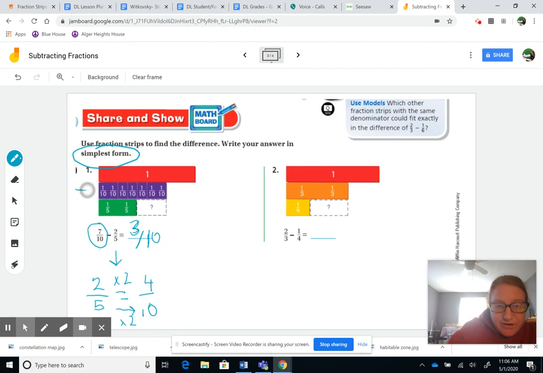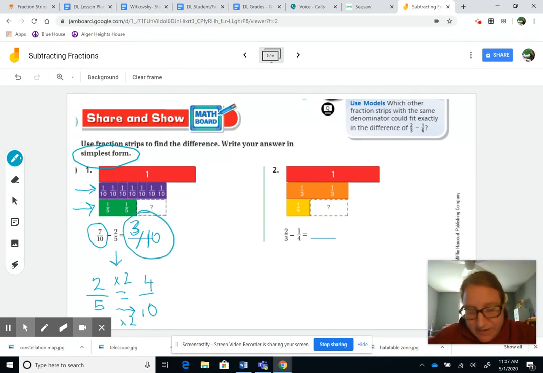And if you look here, that's what I had, right? 4/10. I'm subtracting 4/10, which was the same as there, okay? Now, 3/10 is already in its simplest form. I wouldn't be able to divide both of them by the same number. We're good. Let's look at number 2.